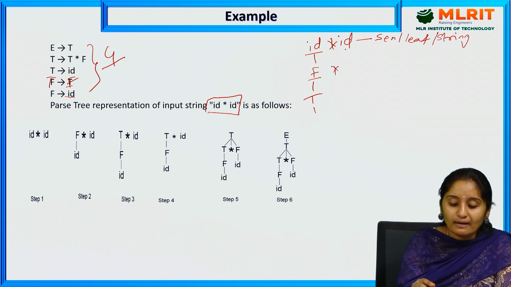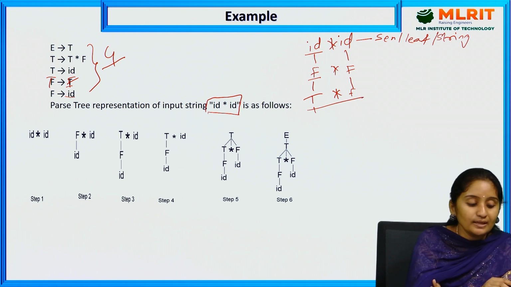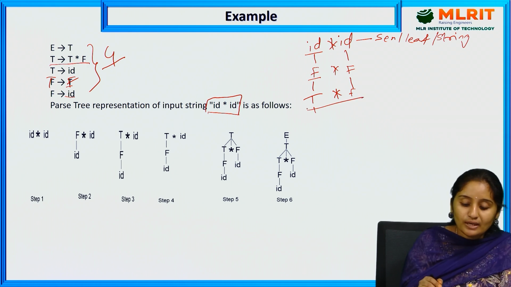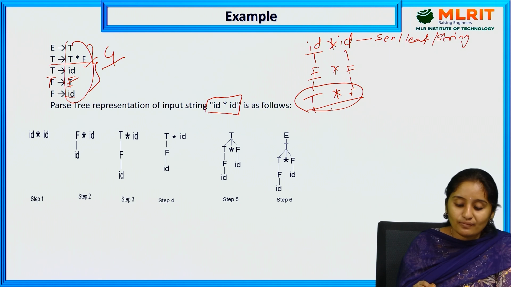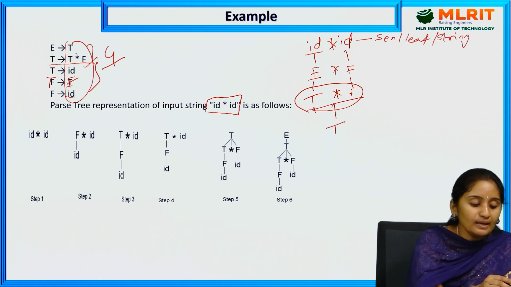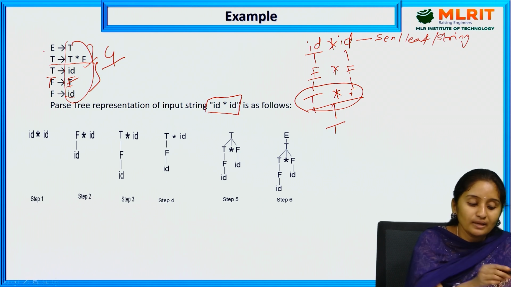The next thing I have here is ID. Check ID: it can be reduced to F. The next F I am going to keep as it is. So T star F, again I am writing T star F. Check whether T star F is available in our productions. You check that T star F is found on the right side of a production. Yes, it is found, and it can be replaced with T. Now check this T: is it found in the rightmost derivations? Yes, T is found, and it can be replaced with E.